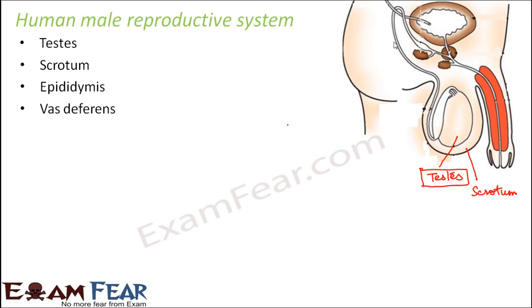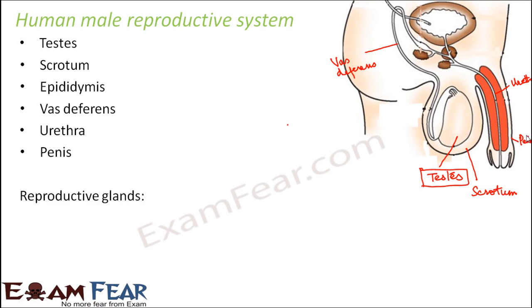Vas deferens is this tube. The epididymis later connects to the vas deferens. From here it goes and it goes like this. This is the vas deferens. Next is the urethra. Where is the urethra? You see a small tube-like structure which opens here. This tube-like structure is the urethra. Finally, the penis. This is the penis.